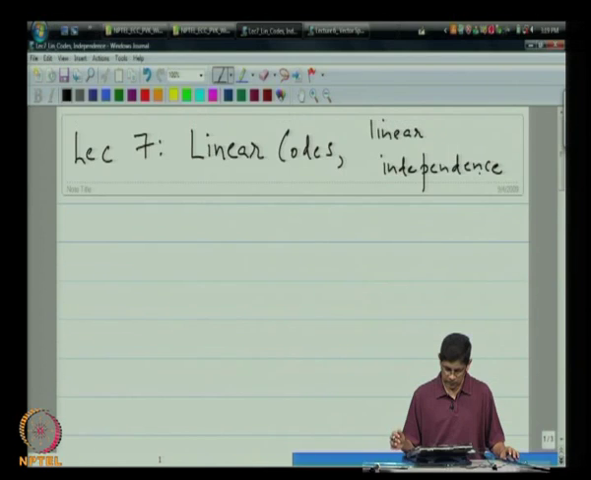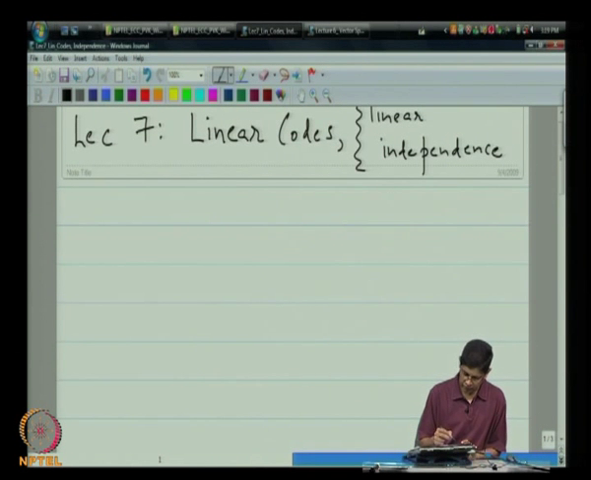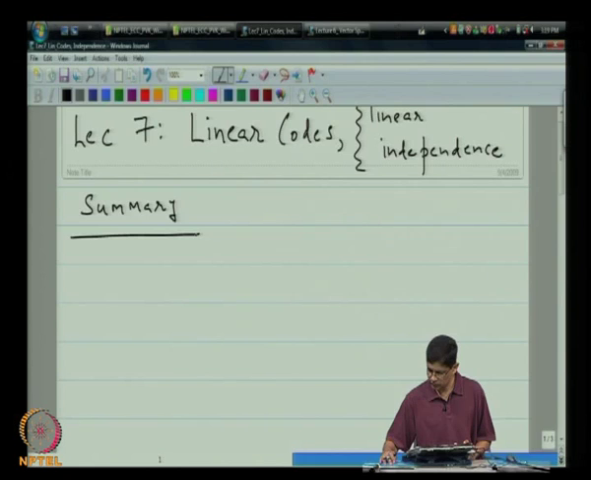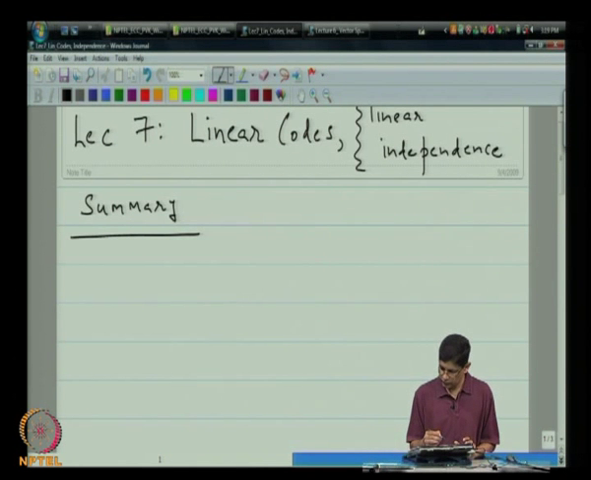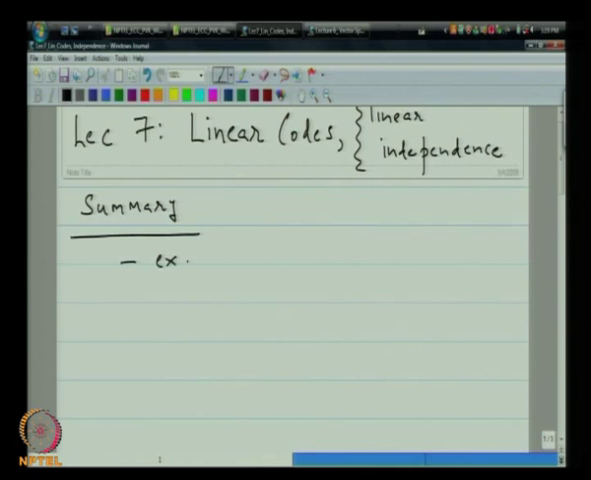So, let me begin. The title is Linear Codes and Linear Independence. I will begin with a summary of what we did last time. So, we looked at example rings and their classification.